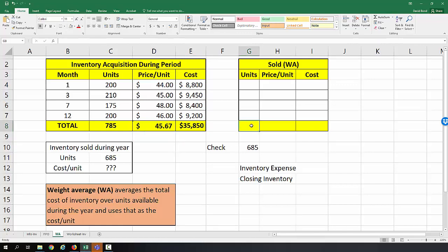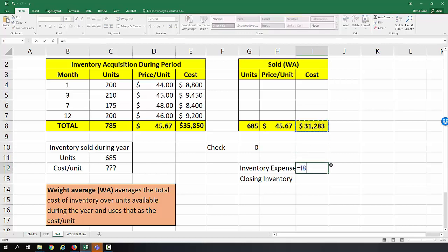The units that we sell are 685. We don't have to sell down through the tranches. You can simply just put in 685. The price per unit is a price per unit, and the cost is just the cost of those units. So just simply the units times that 45.67 price per unit. The check is 0 because we have sold all 685 units.